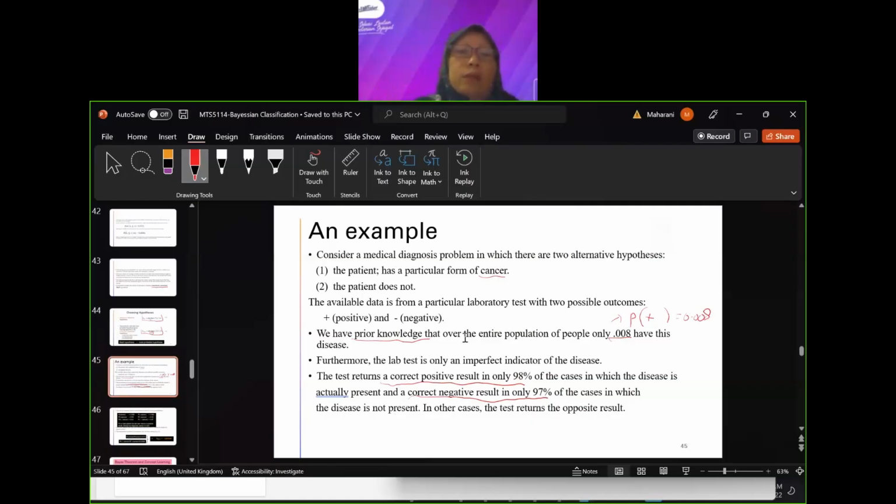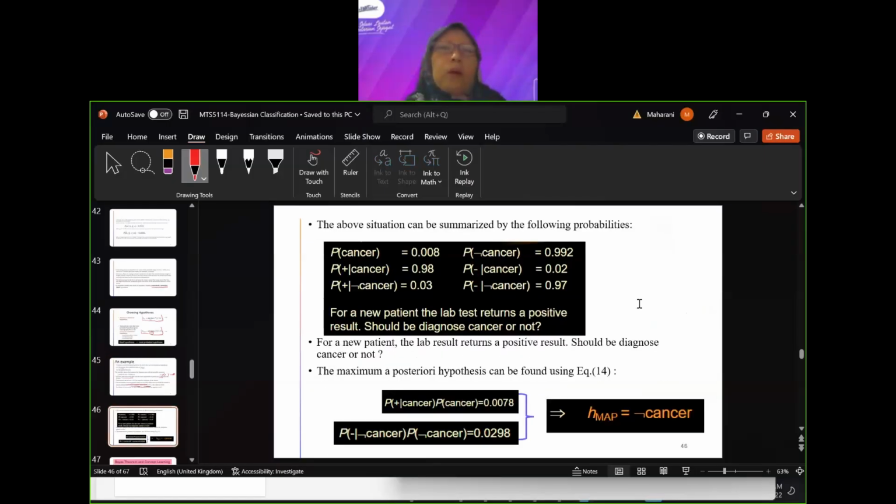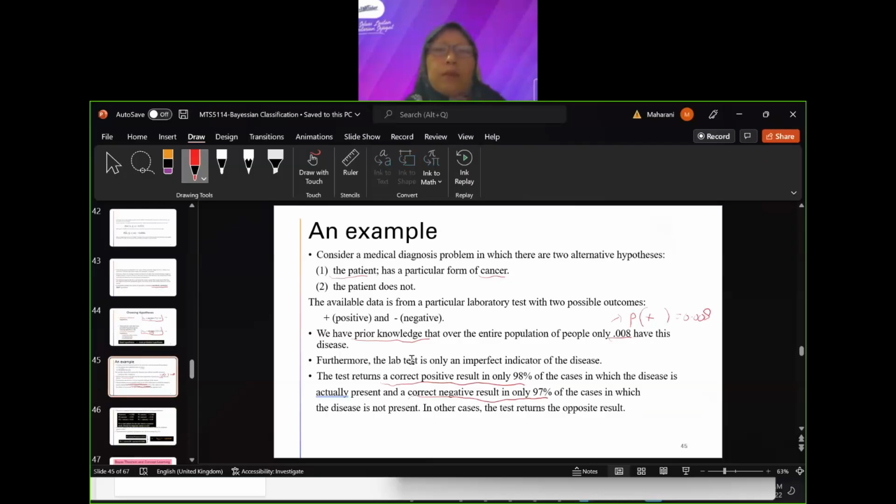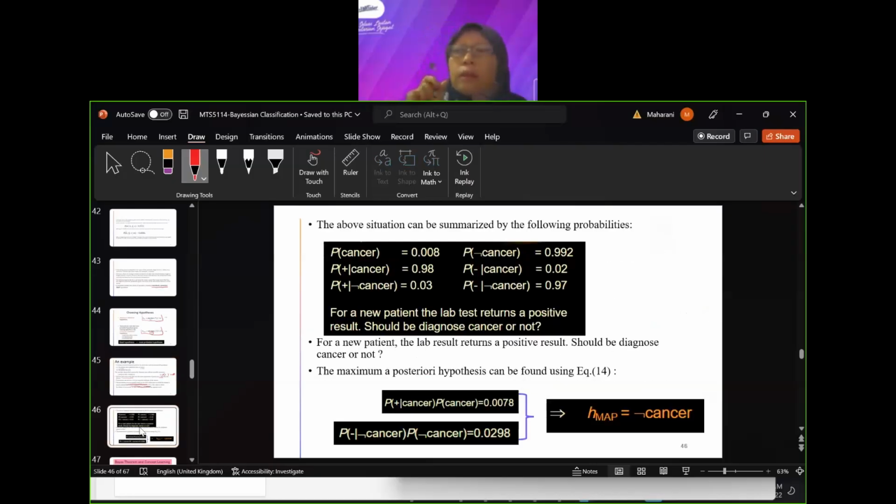Okay, so this is the illustration. Now we're going to solve this one. The problem is: what is the probability that the patient has cancer? Okay, we look at all of these facts, and we try to classify one by one which one has value.